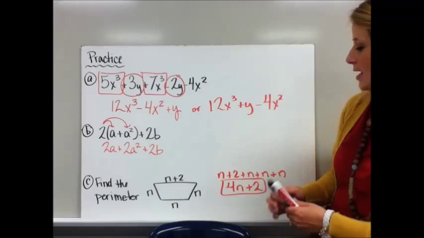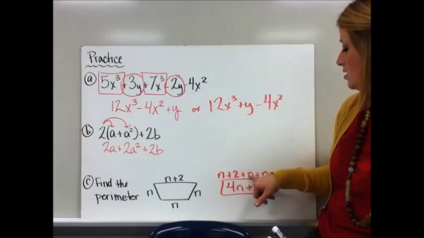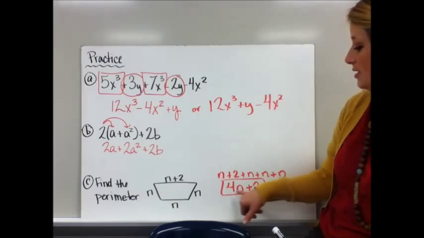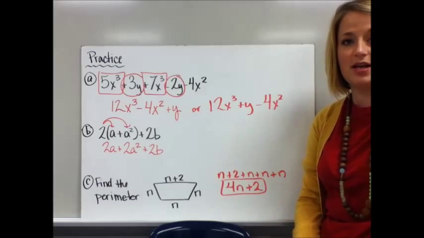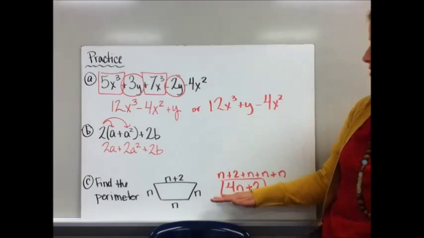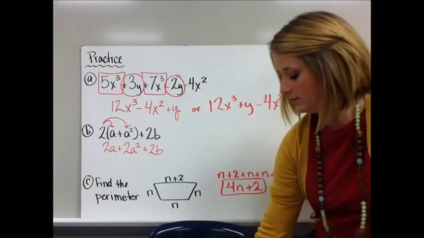I'm going to combine my like terms. All of my n's are going to come together. I have 1, 2, 3, 4 n's. So that becomes 4n, and the 2 comes down. He doesn't have any else in his like term family. So the simplified form is 4n plus 2.